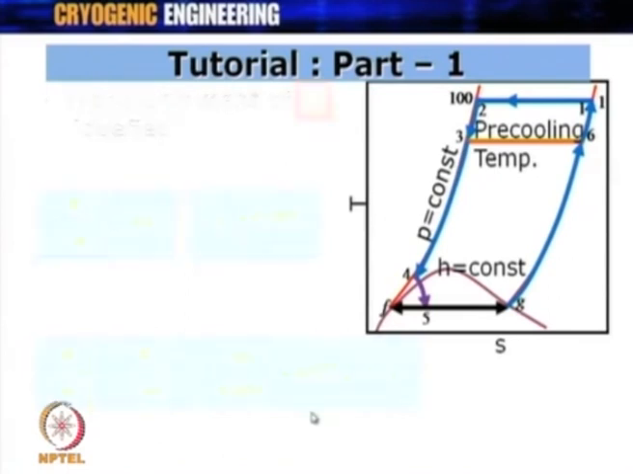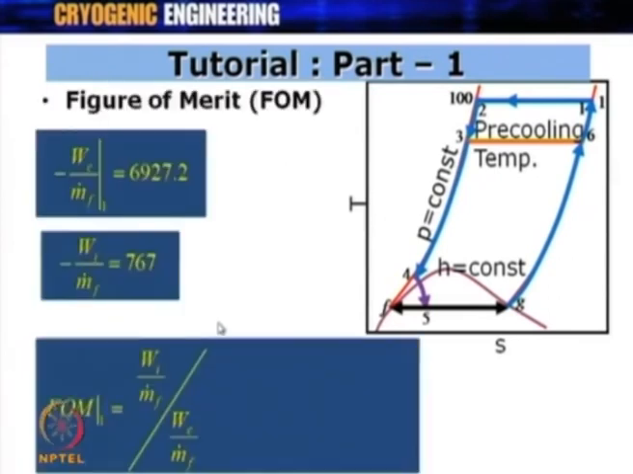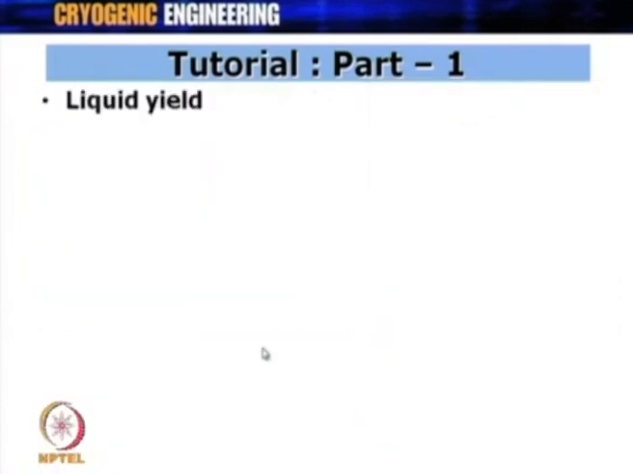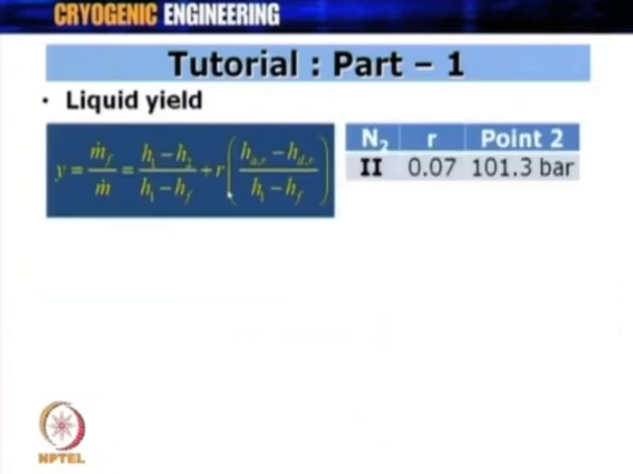The figure of merit comes from ideal work per unit mass of gas liquefied divided by the actual work per unit mass of gas liquefied, Wi by m dot f divided by Wc by m dot f. Putting these two values, the FOM, figure of merit, for the first case is 0.1107. Now, I want to do the same thing for the next R value. We have done all the calculations for R equal to 0.05.